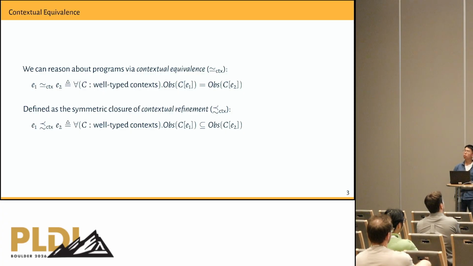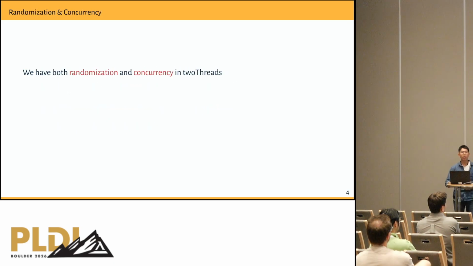Now, proving contextual equivalence or refinement is pretty hard. One of the reasons is that we're quantifying over all possible contexts. In our case, for proving two threads, it's even more difficult because we have both randomization and concurrency in the implementation of two threads.